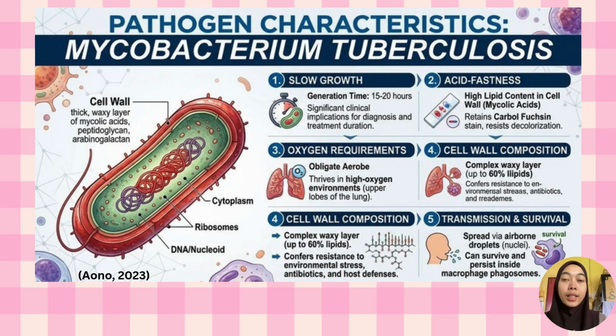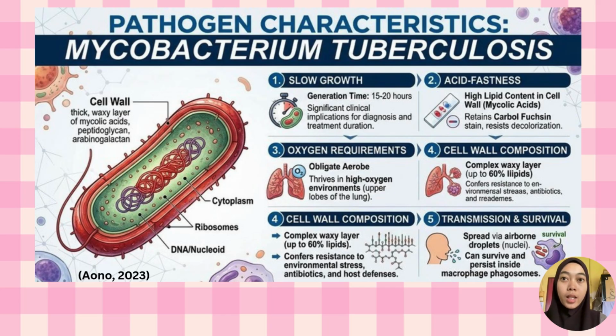The second characteristic is acid fastness. The bacterium contains a high amount of lipid, especially mycolic acid, in its cell wall. Due to this waxy layer, it does not stain well using the normal Gram stain method. Instead, an acid-fast stain such as Ziehl-Neelsen stain is used. The bacterium retains the carbol fuchsin stain and resists decolorization, which is why it is called acid-fast.